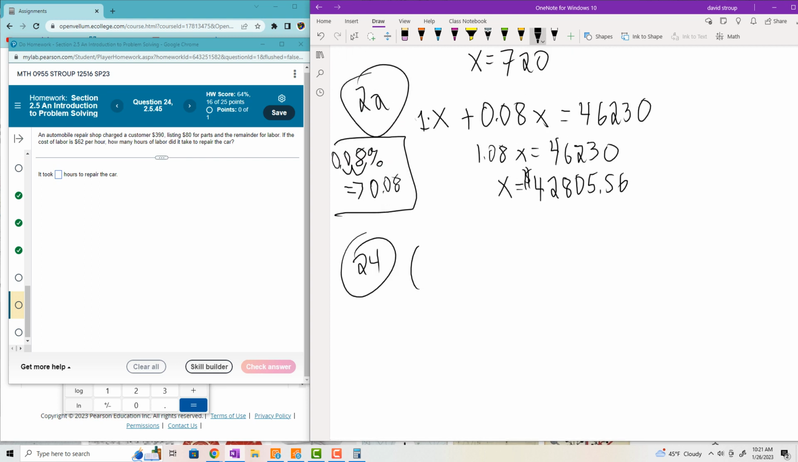Generally for these problems, you're going to have some variable cost. You'll see that as a rate, like dollars per second, dollars per minute, dollars per hour, in this case $62 per hour. Let me read the question. An automobile repair shop charged the customer $390, listing $80 for parts, that's the fixed cost, and then the remainder for labor, which is variable. If the cost of labor is $62 per hour, how many hours of labor did it take to repair the car?